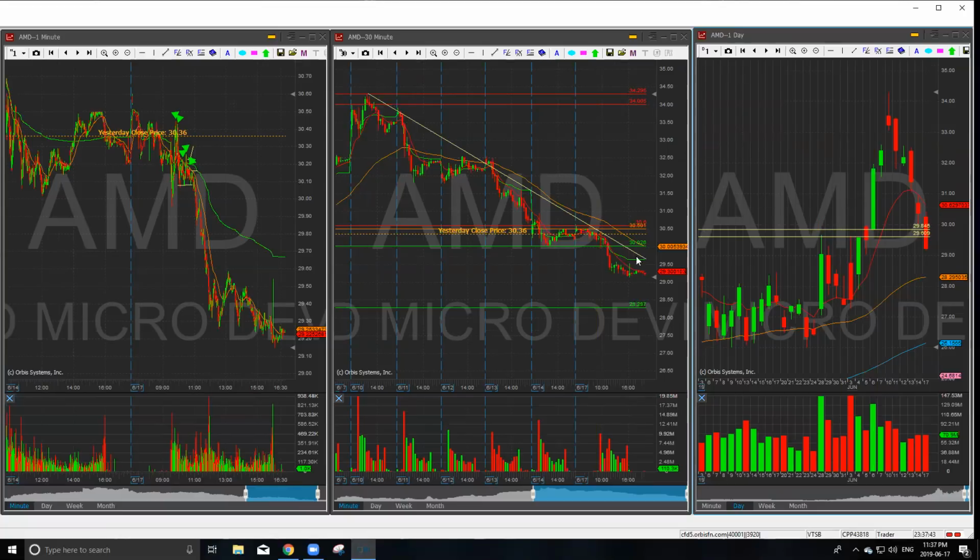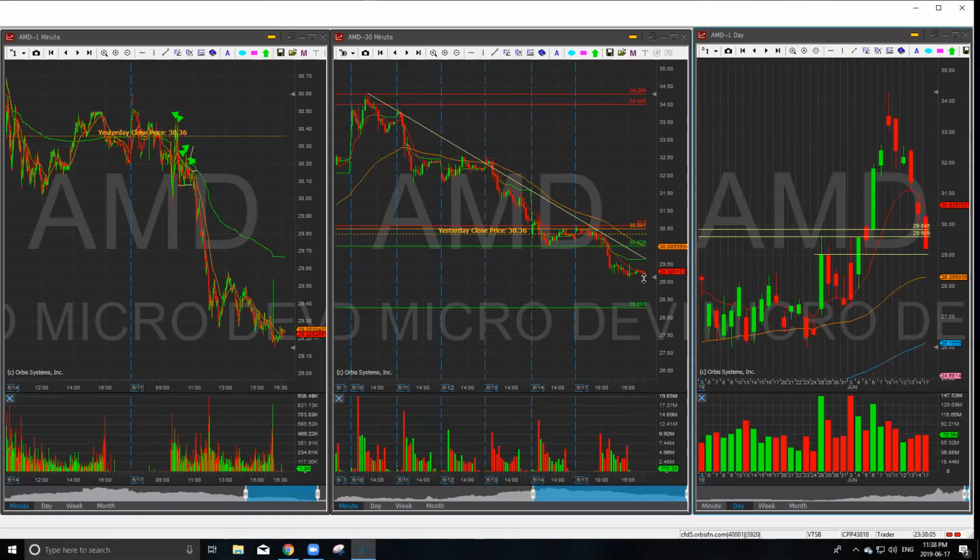So looking for a pop and drop, and my target is bringing it down to the 28.30s, because it sure looks like that. However, the 29 is going to give it some trouble. So if it starts basing at 29 and starts forming higher lows from there, then you'll know tomorrow is going to be a retracement day, and you can definitely long it.